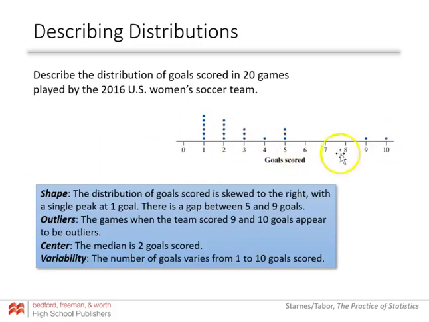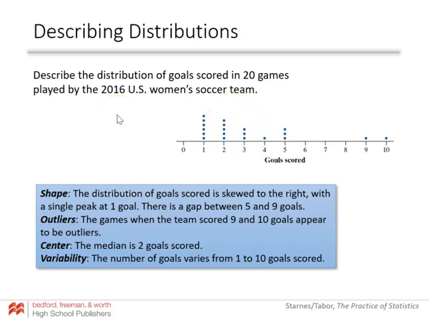Here we have a distribution of goals scored by the 2016 U.S. women's soccer team. When we talk about shape, we would say the distribution is skewed to the right because we have most of our stuff over here and then these two guys out here that are messing up our symmetry. There's a single peak at one goal. What that means is the highest point is right here at one goal and there's nowhere else that it's equal to. If, let's say, 3 had the same number of dots, we would have 2 peaks.